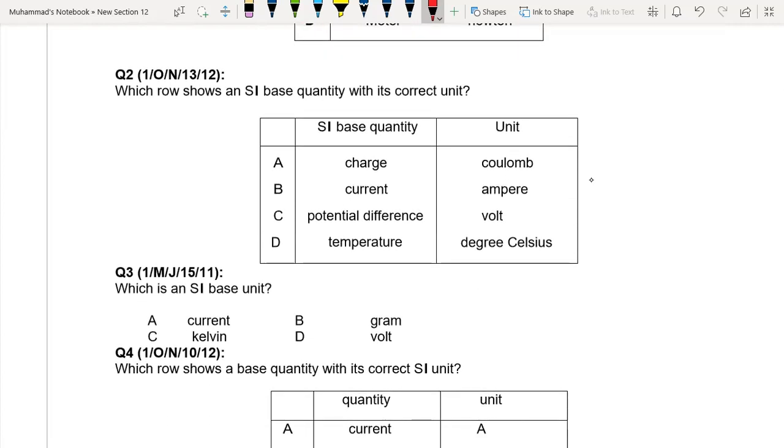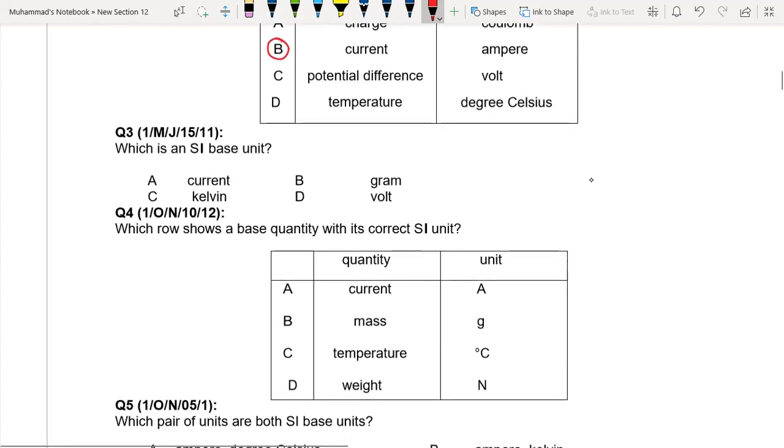Question 2 is, which row shows an SI base quantity with its correct unit? We have to look for an SI base quantity. Charge is not a base quantity, so we will not consider this option. Electric current is an SI base quantity, and its unit is ampere, which is the correct option. In C, potential difference is not an SI base quantity, and temperature is an SI base quantity, but degree Celsius is not an SI base unit.